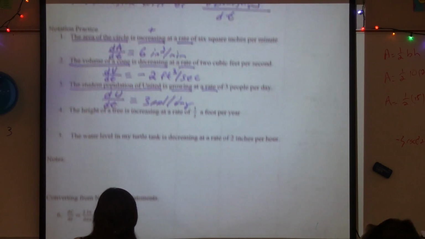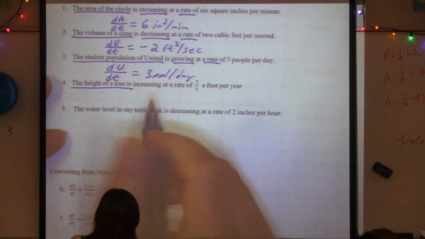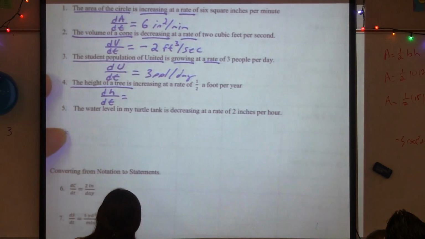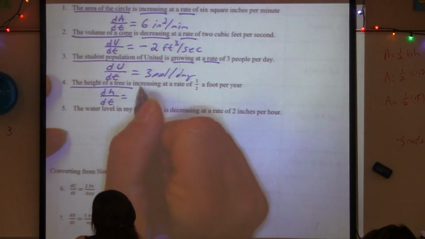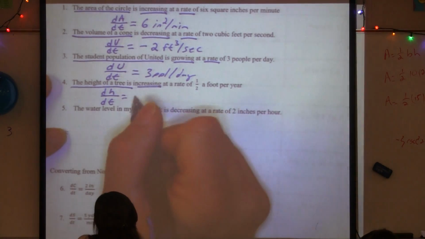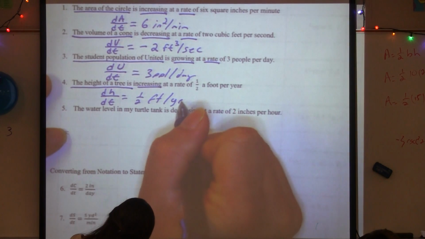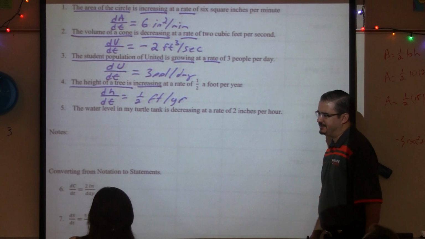The height of a tree is increasing at a rate of a half a foot per year. Is that a rate? Yes, that's the rate of change of the height of the tree. So what do you want to use for that? dH dt, right? That's the rate of change of the height. And it's going to be increasing, so it's a positive value at half a foot, right? Per year. Easy? Okay, and do the last one.